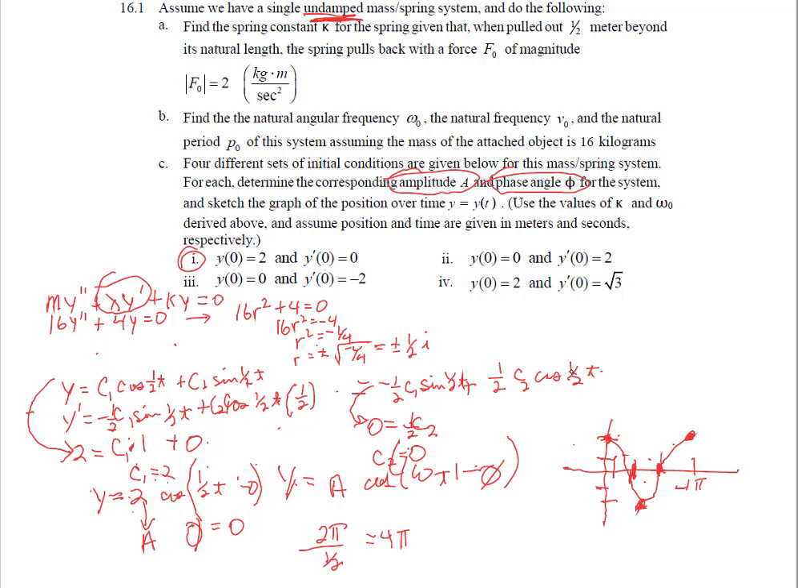Not a very good sketch on the computer, but draw it off on your calculator and do better on a piece of paper. Okay, so I won't go through the rest of them because they work pretty much the same as this. You'll just get different values of a and phi, but that's pretty much the way you're going to be doing all the problems in this chapter.